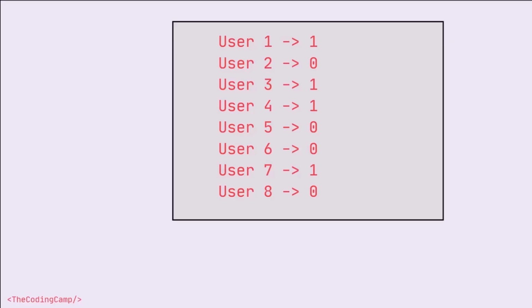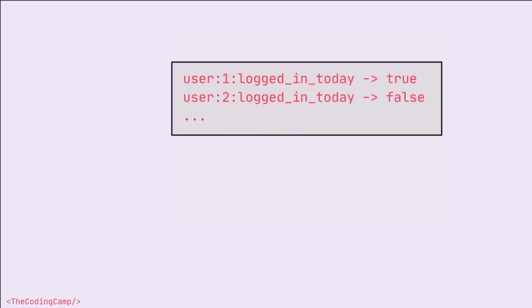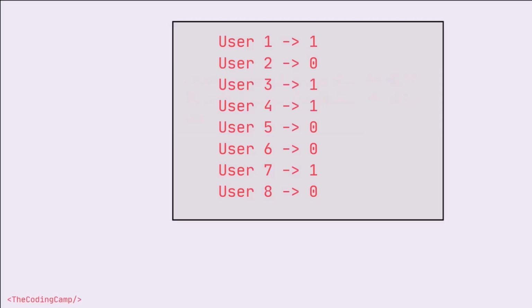One approach is to store them like that. That works. But imagine creating millions of keys every single day. That's a lot of memory. Instead, we can store one bitmap. Each user's ID becomes a bit position. Now, millions of users can be represented using only a few megabytes of memory. That's why bitmaps are so powerful.